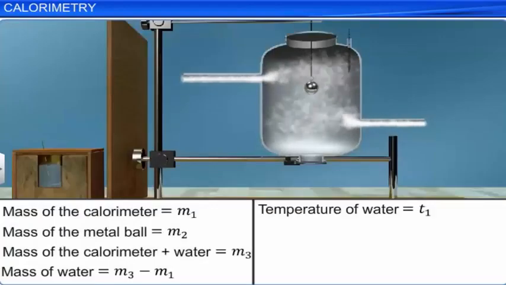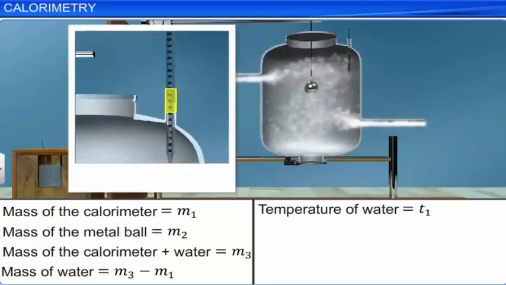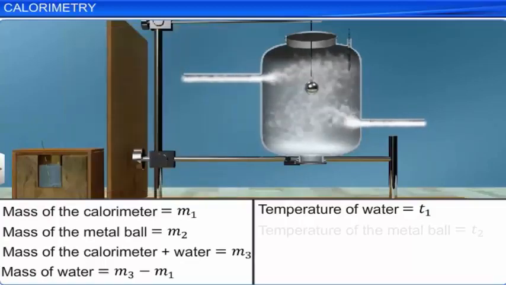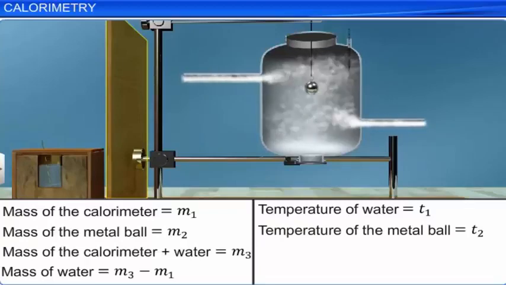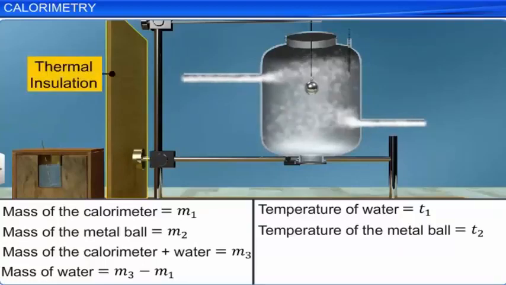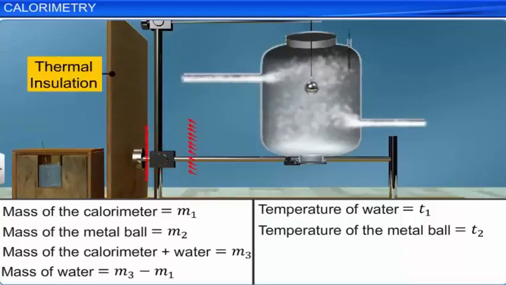Now, heat the metal ball in the steam chamber of Reynolds apparatus till the thermometer in the apparatus shows a steady reading for a few minutes. And let the temperature of the metal ball be T2. The wooden partition separating the steam chamber and the calorimeter provides thermal insulation to the calorimeter from the chamber, so that there is no transfer of heat from the chamber to the calorimeter.